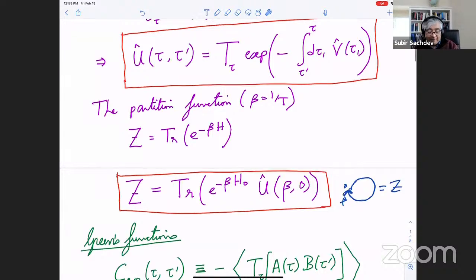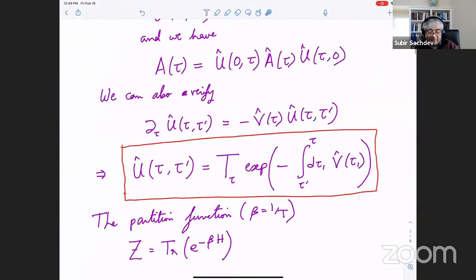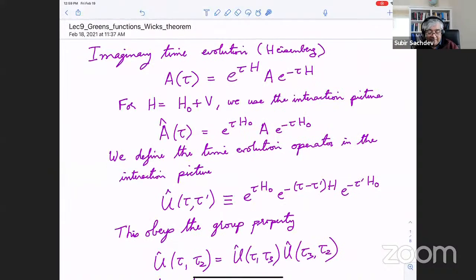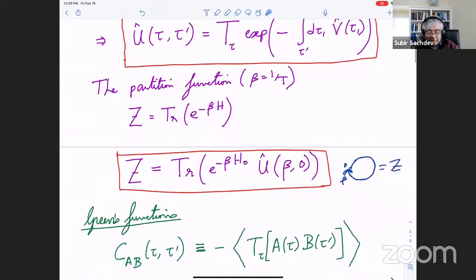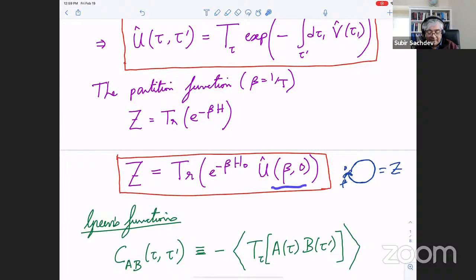All right, so I think I'll stop there. That's just an introduction to time evolution in imaginary time, and how the average value of the time evolution operator in imaginary time is in fact just the partition function. Any comment or question?